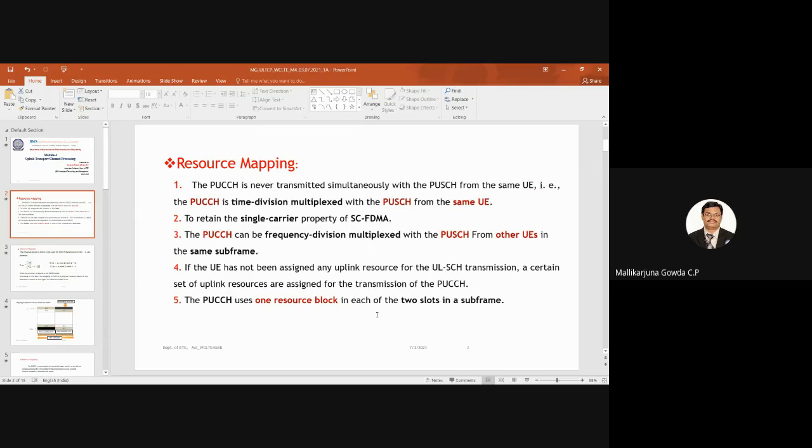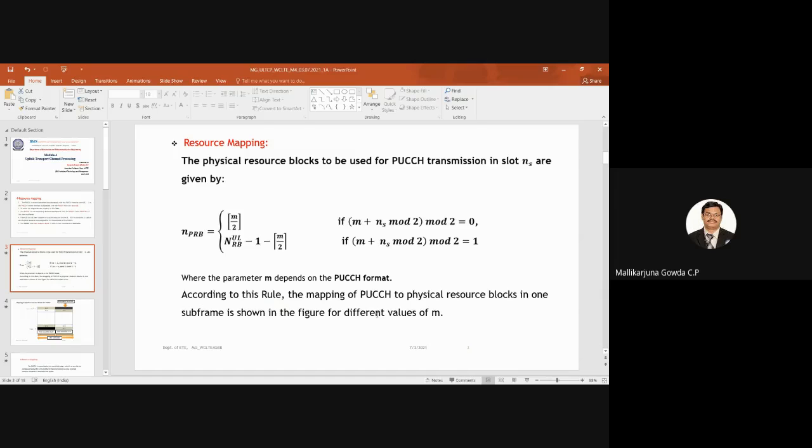right? Mathematically we express it like this: the number of physical resource blocks used for the physical uplink control channel transmission in slot n is given by this formula. It is m/2 if (m + ns mod 2) mod 2 is 0, and if (m + ns mod 2) mod 2 is equal to 1, then it will be the number of resource blocks in the uplink minus 1 minus m/2. The parameter m depends on what? The PUCCH format.